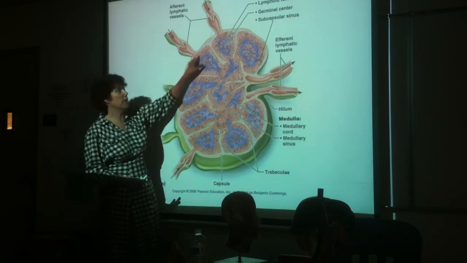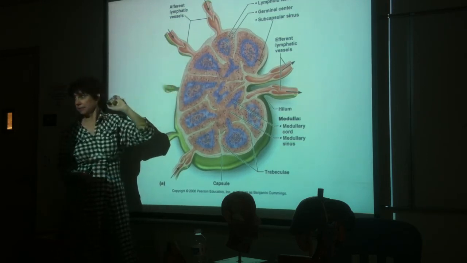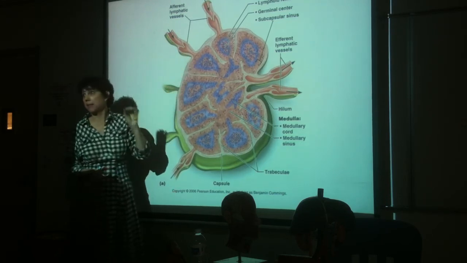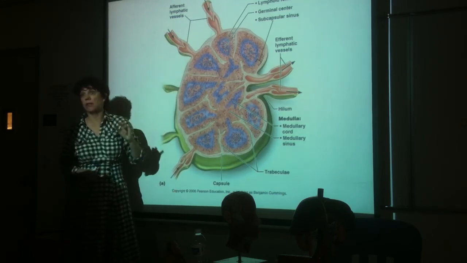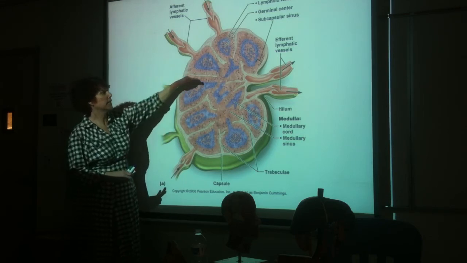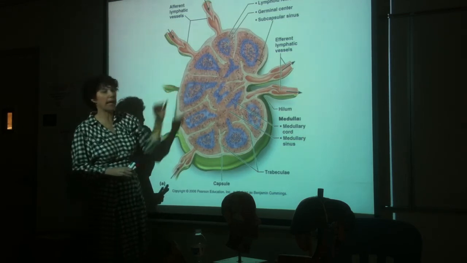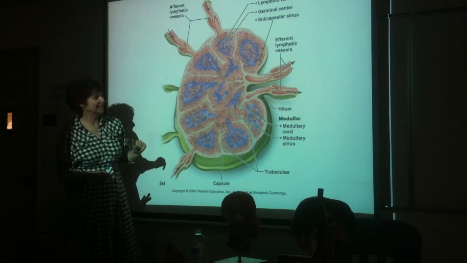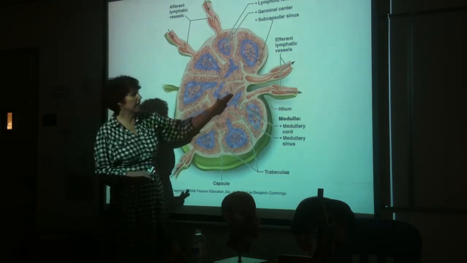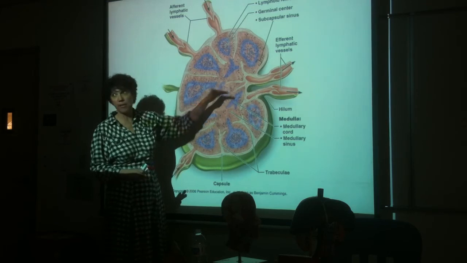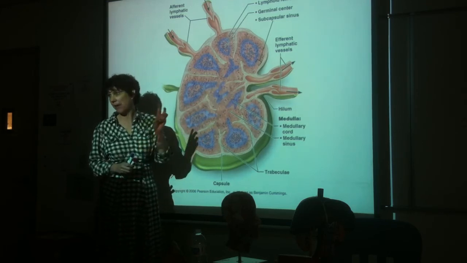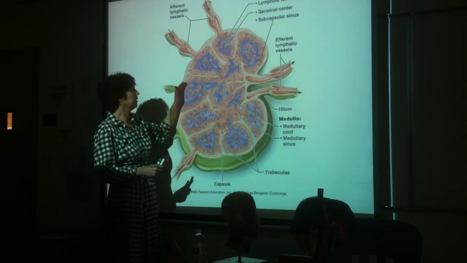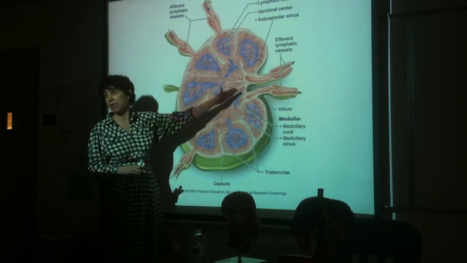These spaces are known as sinuses. So the sinus deep to the capsule is known as a subcapsular sinus, and I'll write that on the board in a moment. The spaces on either side of the trabeculae are known as trabecular sinuses. The spaces within the medulla are known as medullary sinuses. We have three types of sinuses named by location: subcapsular, then trabecular, then medullary.